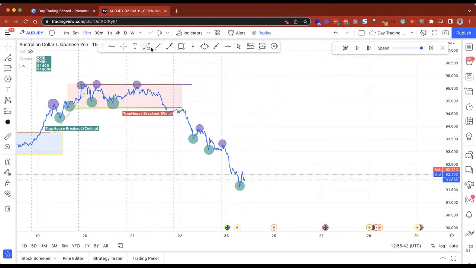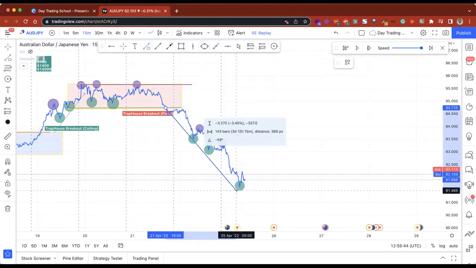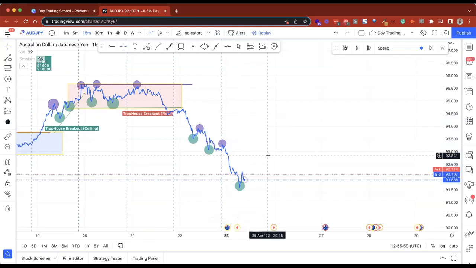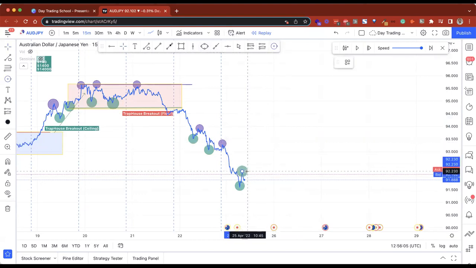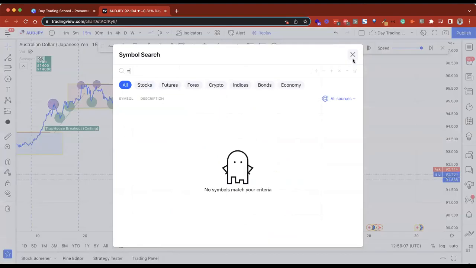Yo, altogether, if you would have stayed in this trade from right here, 325 pips. I'm dead. Beautiful. So you would have got $32 if your pip size was low. Or 3,200. Yep. I'm dead. So this market is just trending down. It's just going down further and further and further.